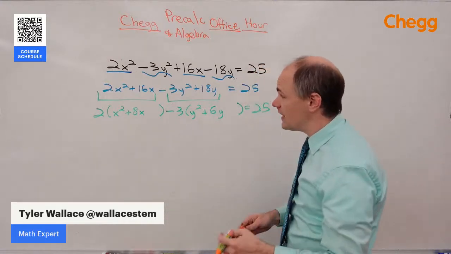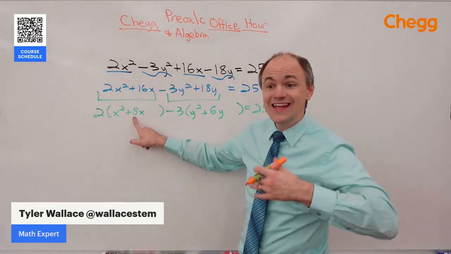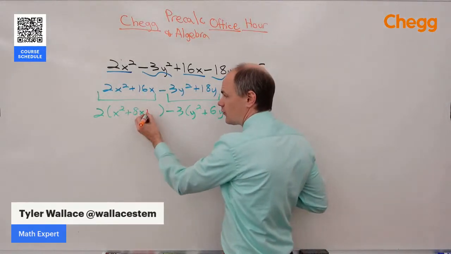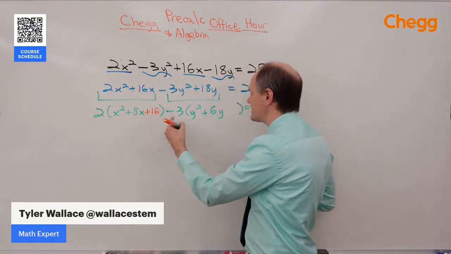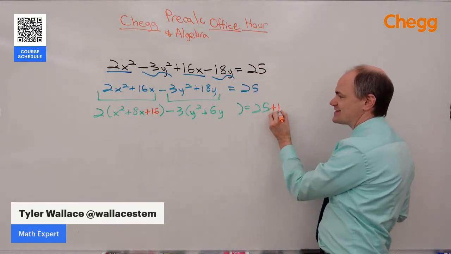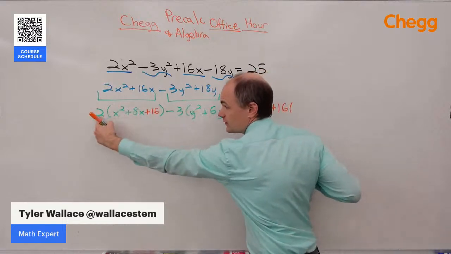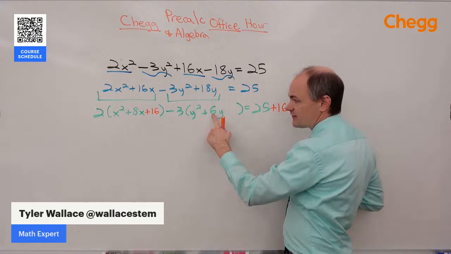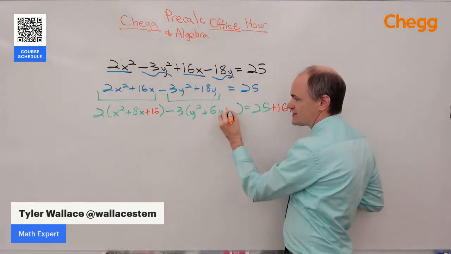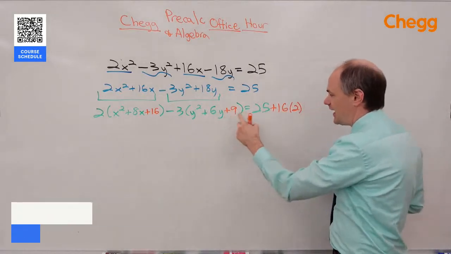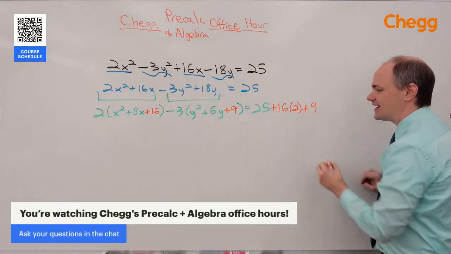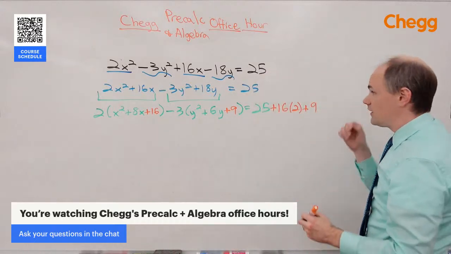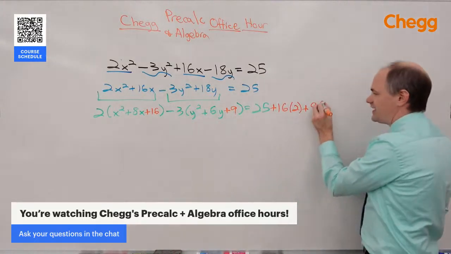And then we find the number that completes the square by taking half the middle number and squaring it. Half of 8 is 4. 4 squared is 16. If I add 16 to one side, I'm going to add 16 to the other side. Don't forget, though, it's multiplied by 2. Then half of 6 is 3. 3 squared is 9, so we're going to add 9. If I add 9 to one side, I have to add 9 to the other side. But don't forget that 9 is multiplied by negative 3.